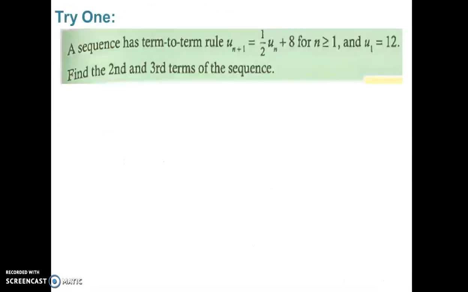So last thing, try this one. Let's see how you do. Your goal is to take this rule and to find the second and third terms of this sequence.